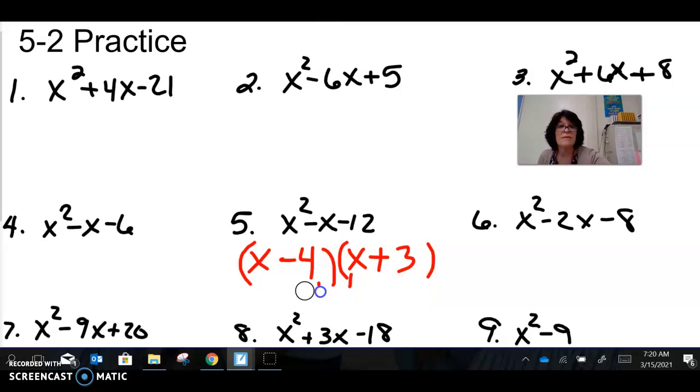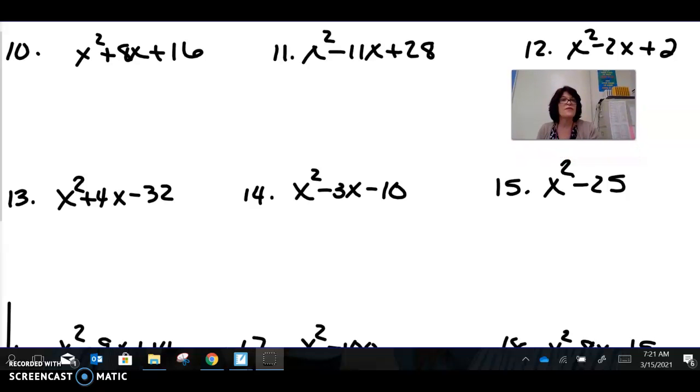It's just a puzzle. It's just a fun puzzle with numbers. If you like to do Sudoku or any of that, this is another type of puzzle. I do a quick FOIL. x times x is x squared, plus 3x minus 4x. That gives me the negative 1x in the middle. And yes, negative 4 times positive 3 is negative 12. Done. Let's go on to number 15. If you'll just move down a few columns for me.